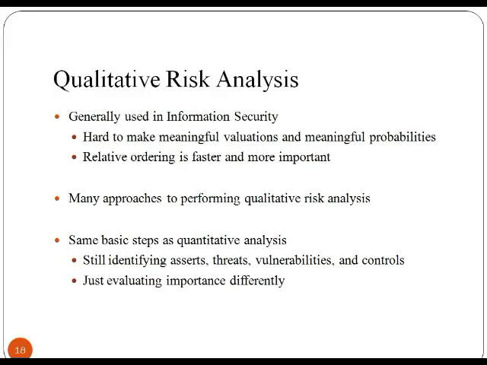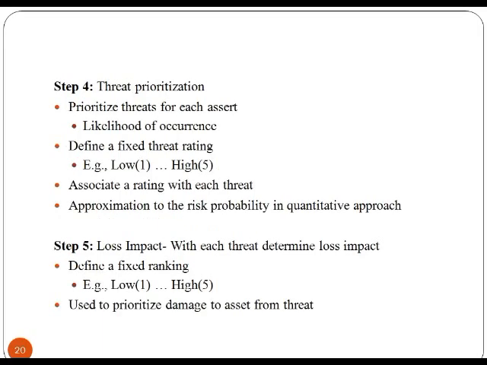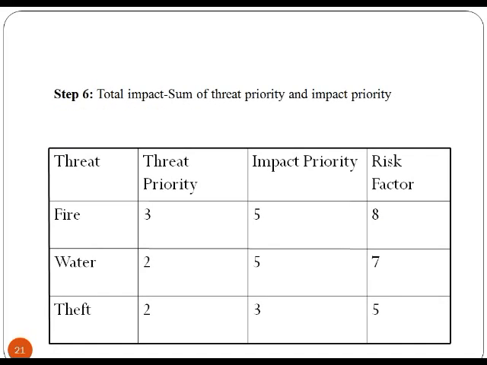Now identify the scope and bound the problem, and then assemble the team. Identify the threats and pick from a list of known threats. Now the next step is threat prioritization, where you prioritize threats for each asset by likelihood of occurrence. Now loss impact, with each threat determining loss impact. Now total impact is the sum of threat priority and impact priority.